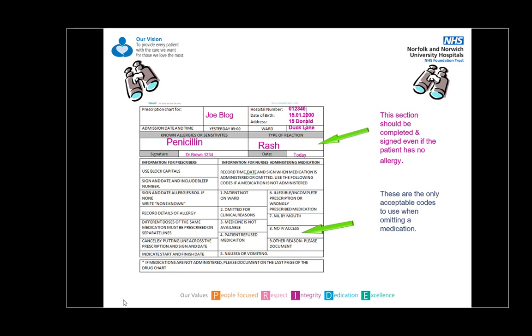And finally, 9, your other reasons. An example of this could be, and again it's not limited to, the patient having received a stat or PRN medication earlier in the day, and the patient's been prescribed a regular dose, and this hasn't been cancelled for today's dose. And there are other examples of when you might use code 9 as well.